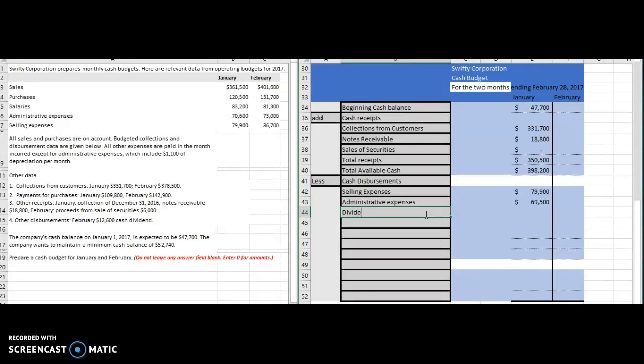Next, we'll do our dividends, which for the month of January, there was no payment of dividends. Next, we'll do salaries. For the month of January, it was $361,500. And lastly, we'll put in purchases, which was $120,500 for the month of January. So now we're going to do total disbursements.